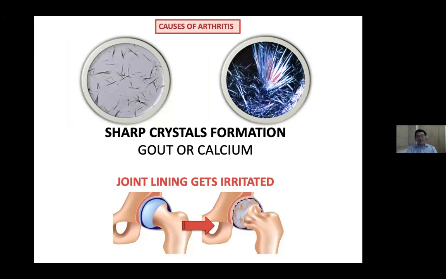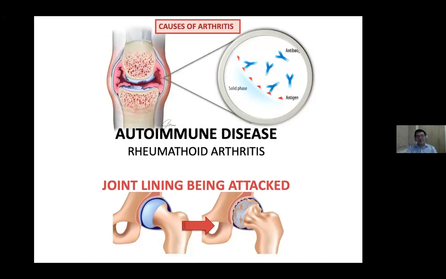Gout and calcium can sometimes cause crystals to form. It's not to say that everybody gets calcium forming in their hip joint. Only specific individuals are predisposed to this. And we're talking about gout and pseudogout here. These crystals tend to be sharp, and they tend to deposit in certain areas of the joint lining, which then gets irritated, and the irritated lining tends to start to eat into the cartilage itself, and that causes the arthritis.